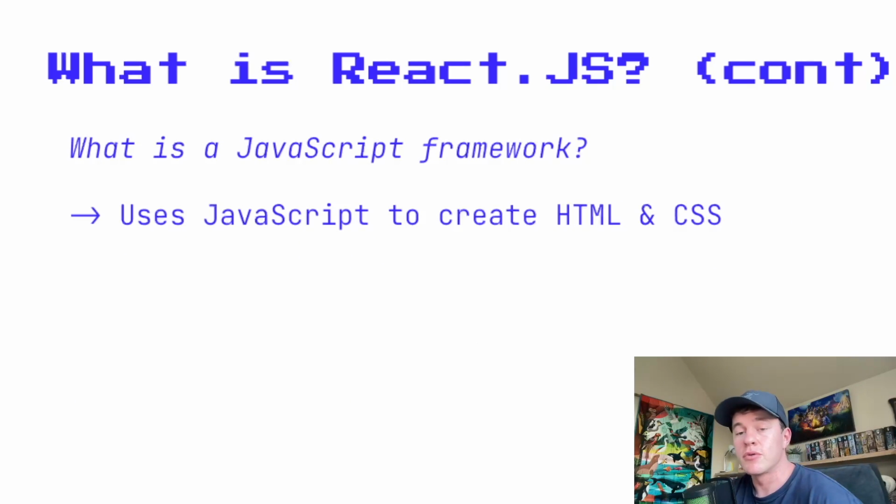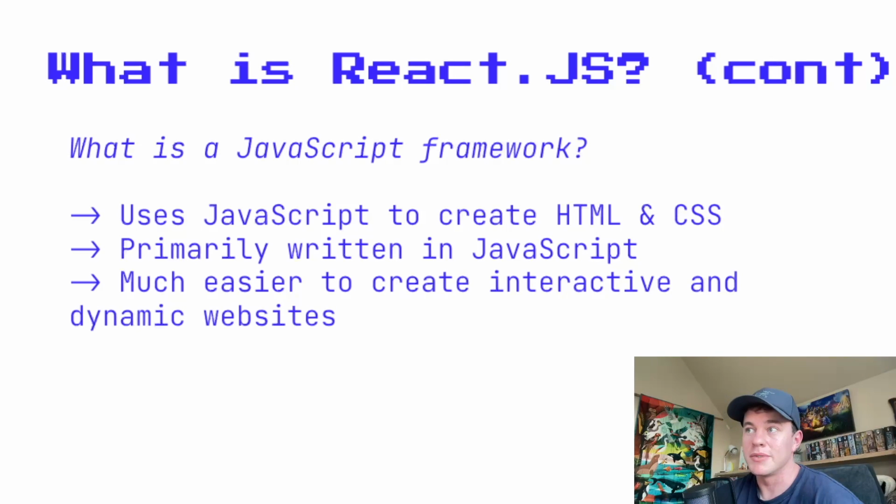Now, the primary difference between vanilla web development with HTML, CSS, and JavaScript, where originally we added JavaScript to the HTML and CSS to add interactivity to a page, is that JavaScript frameworks instead use JavaScript at the core to create HTML and CSS that is also interactive. So it's primarily written in JavaScript, and it makes it much easier to create interactive and dynamic websites where a user is clicking a lot of buttons. There's loads of interactivity, lots of different values are changing and updating. So if that's the website you're building, you'll be looking to use a JavaScript framework, perhaps React.js.